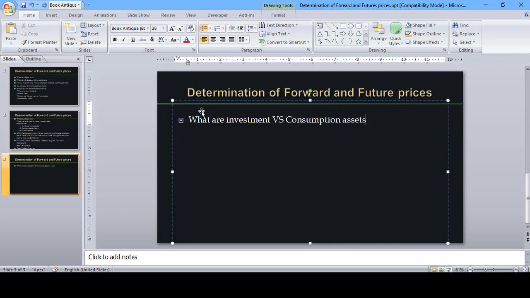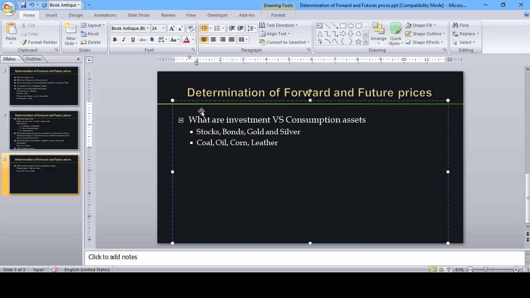Alright, so investment assets can be what? Stocks, bonds, gold, and let's say silver. However, consumption assets can be coal, oil, corn, and any other stuff which you consume. All right, so if you have a futures market for these commodities, then the pricing equations tend to differ because of certain factors.